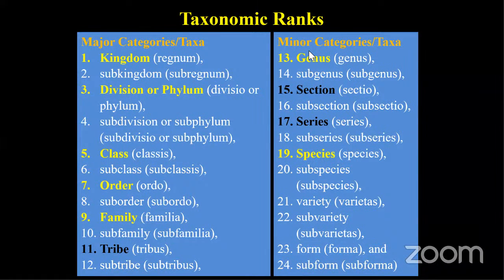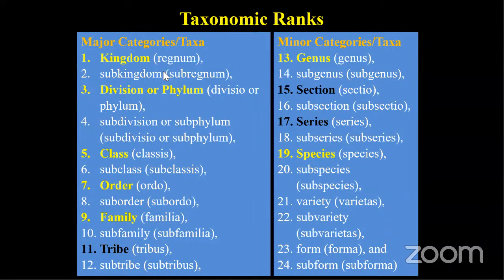But the categories which are above the genus level are considered the major categories. And these major categories are not an actual part of a plant name. And these major categories have specific endings. Minor categories don't have specific endings. Major categories have specific endings. So let's look at how many categories there are.